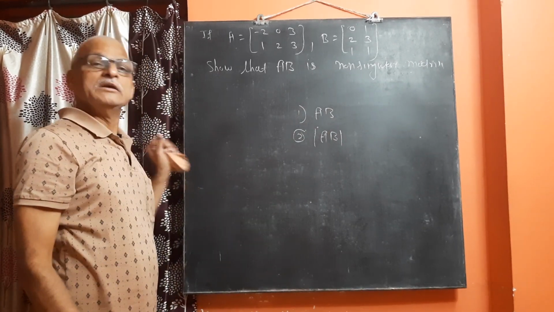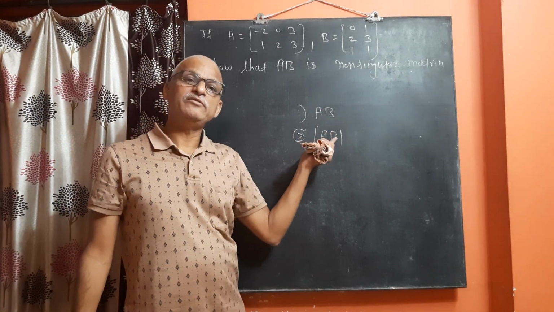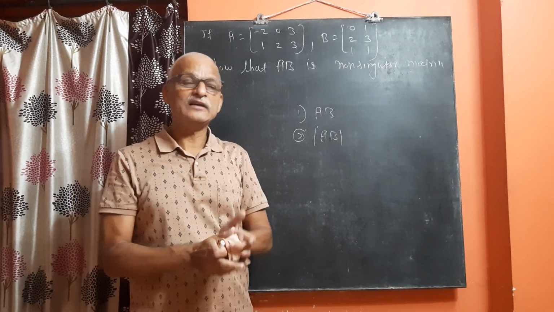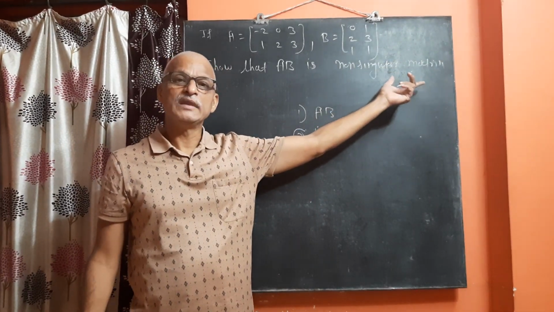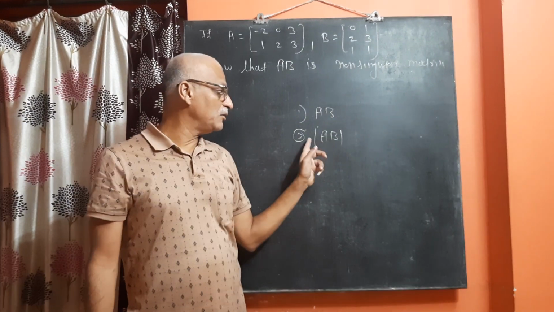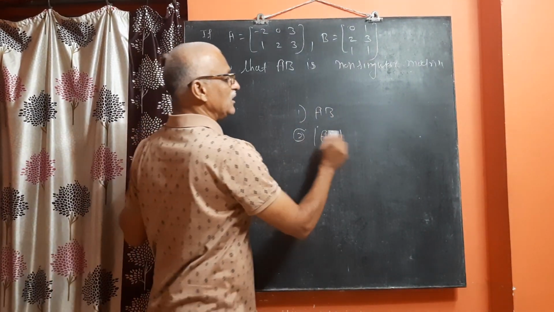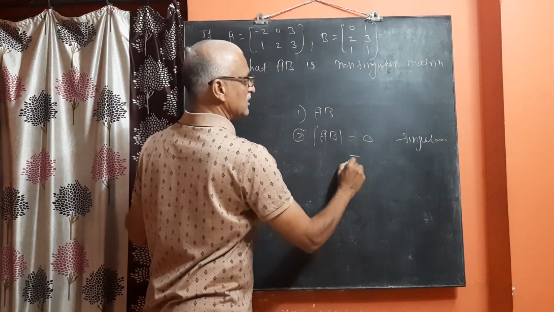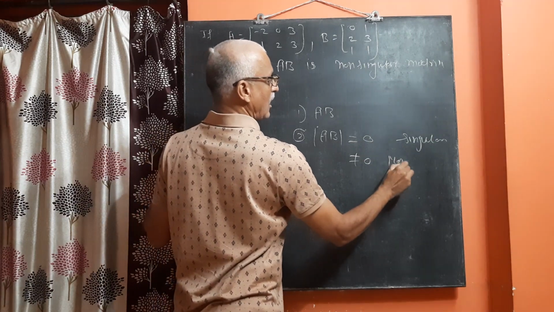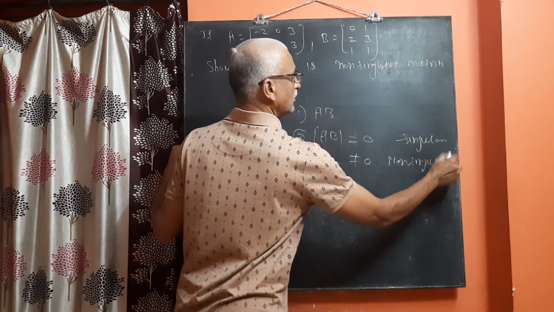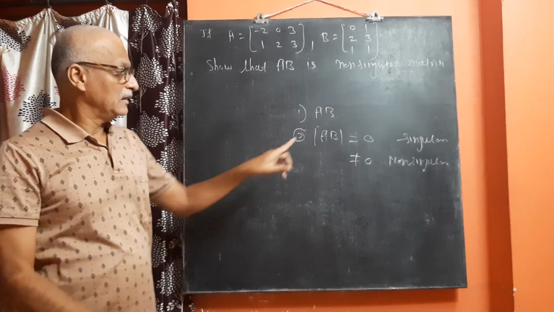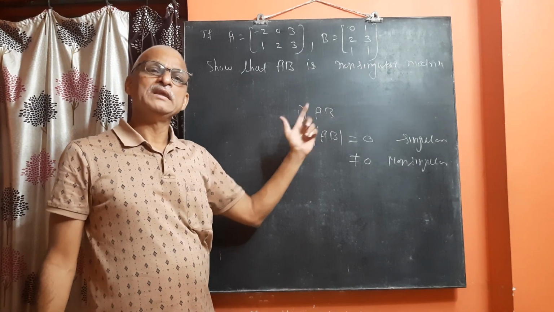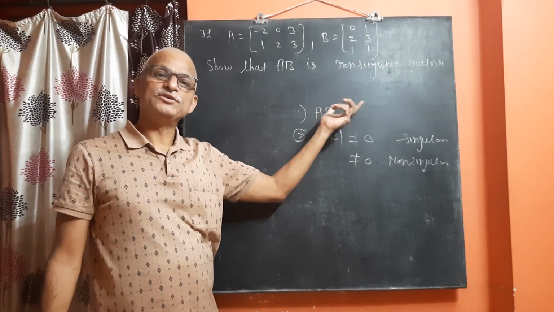Why the determinant of AB? Because once you get the value of the determinant of AB, you will know whether it is singular or non-singular. If the determinant of AB is equal to 0, then it is singular. If it is not equal to 0, then it is non-singular. So first find AB, then find the determinant of AB and see whether it is 0 or non-zero.